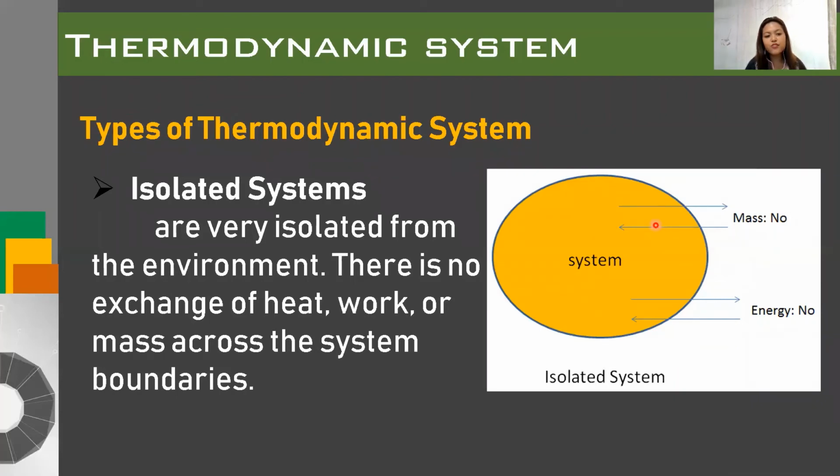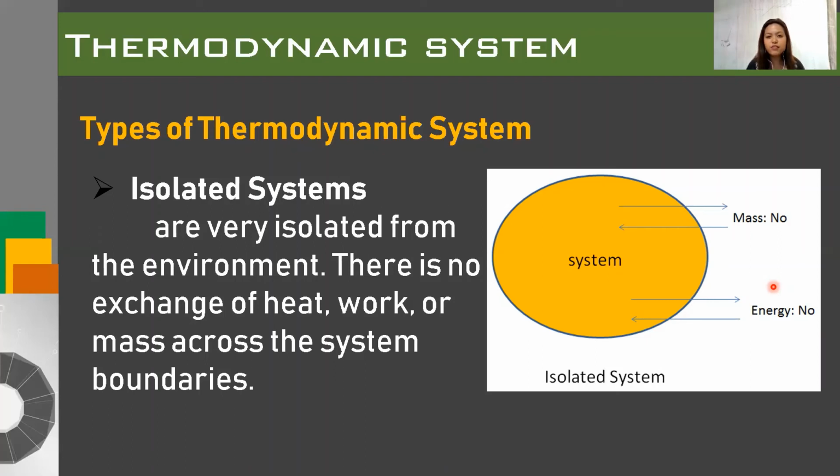An isolated system is very isolated from the environment. There is no exchange of heat, work, or mass across the system boundaries. As you can see in this illustration, in the system the mass and the energy both cannot flow in or out of the system. That is why it's called isolated.